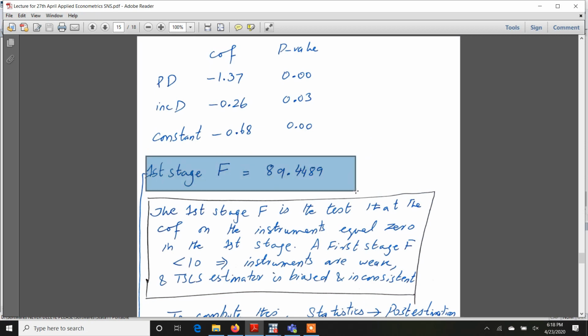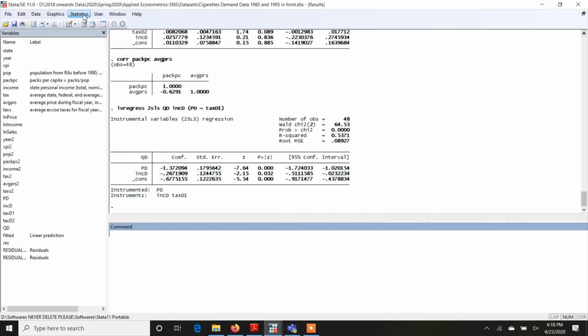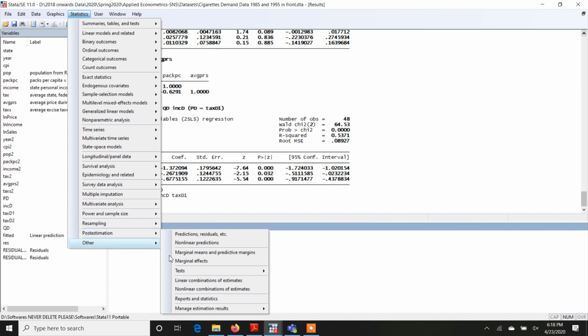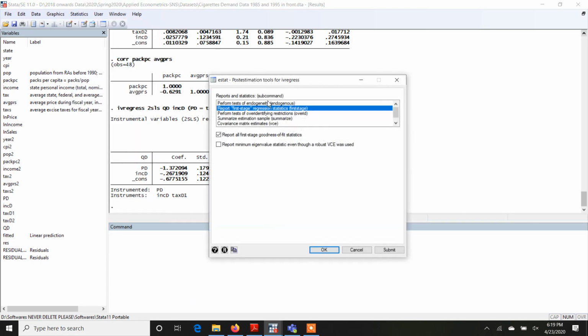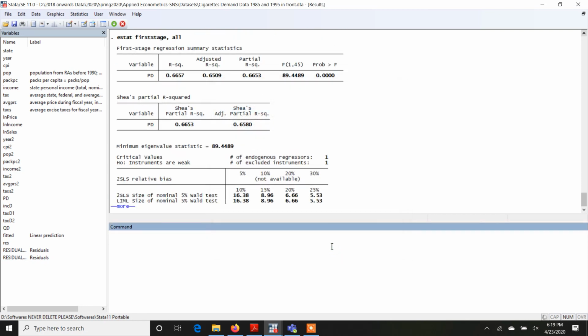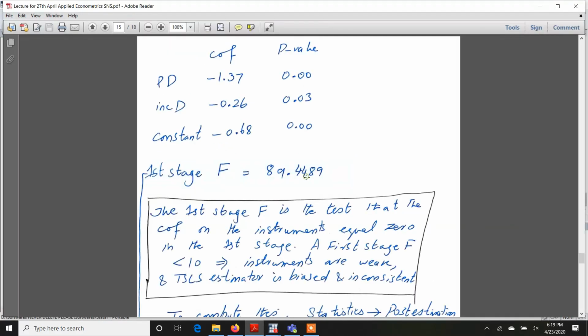As I just told you, you have to note that if it is less than 10, that means the instruments are weak. So how can I get this value in STATA? Right after running the model, go to post estimation, then reports and statistics, choose report first stage regression statistics and click OK. Right now you have the F value, 89.4489. That is what is written here. So that means this instrument is not weak, because this first stage F statistic is not less than 10.